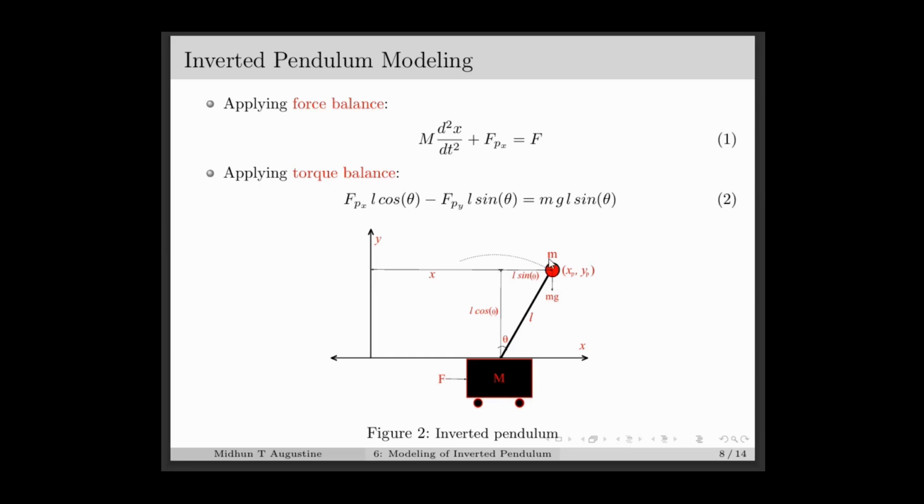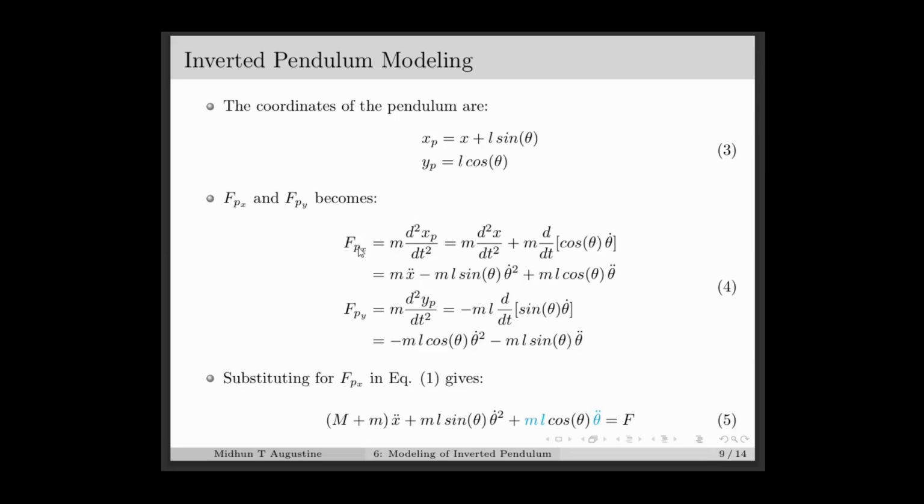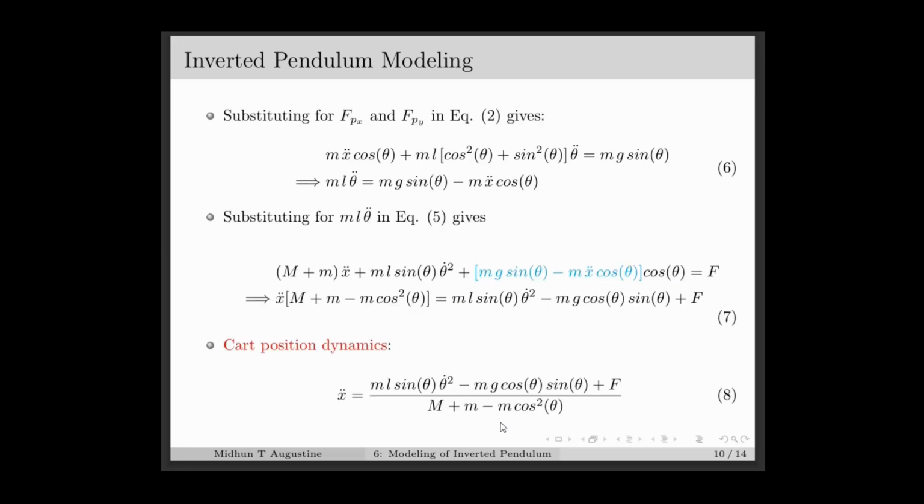Now the mass of the pendulum is small m. Therefore, Fpx will be m d²xp/dt² and Fpy will be m d²yp/dt², where xp will be equal to x plus L sin theta and yp will be equal to L cos theta. By substituting these terms, we can expand this as in equation number 4. Now by substituting for Fpx in equation 1, we obtain equation 5. Similarly, substituting for Fpx and Fpy in equation 2, we obtain equation number 6.